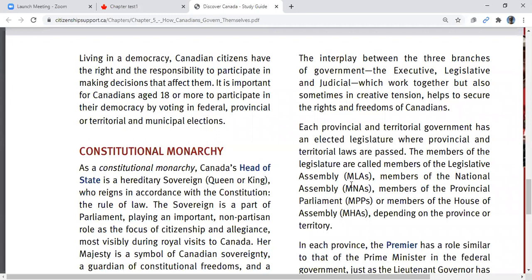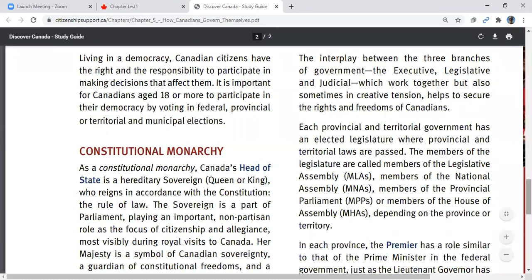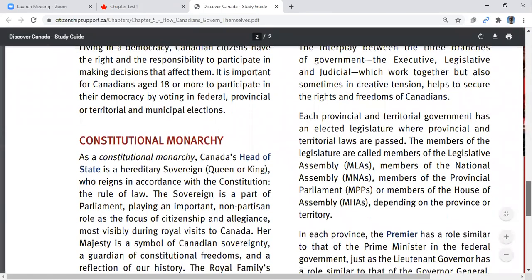What does MLA stand for? And then you just try to remember the first letter of each word, and you should be able to. The M is always member. So that's easy too. And then in Ontario, we have MPPs. Ontario is members of provincial parliament. That's what we call our government elected people in Ontario. Good. Okay. I think you'll be able to remember that.